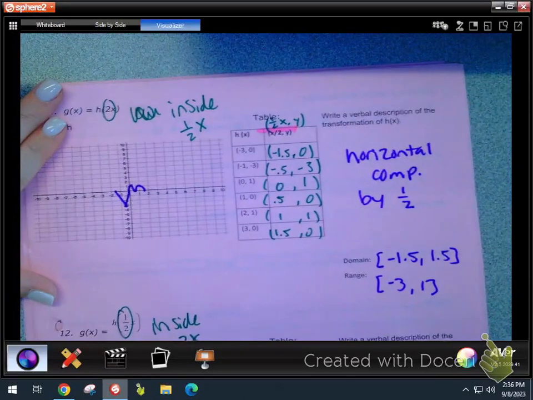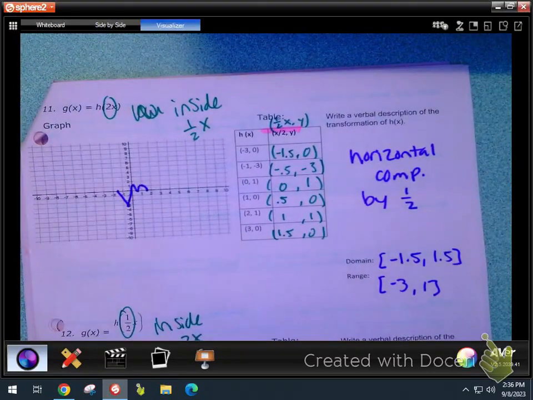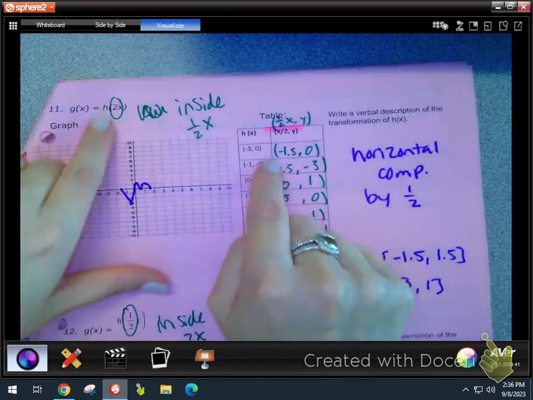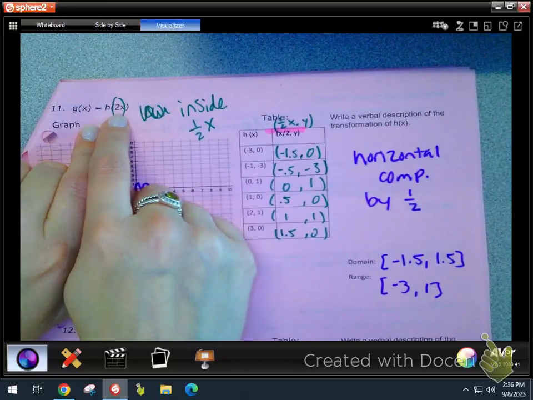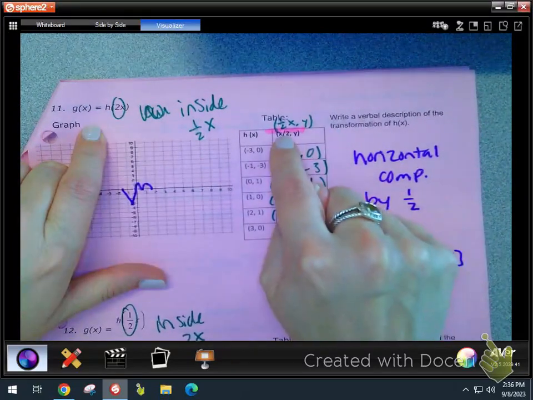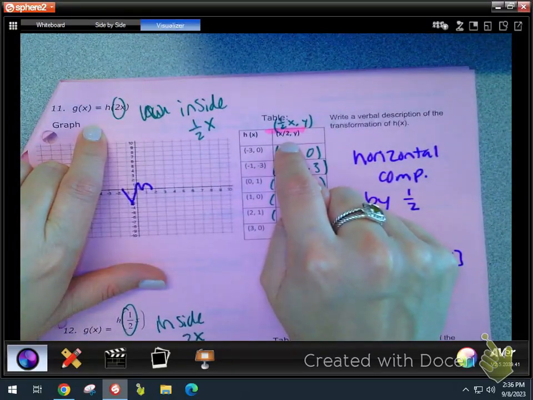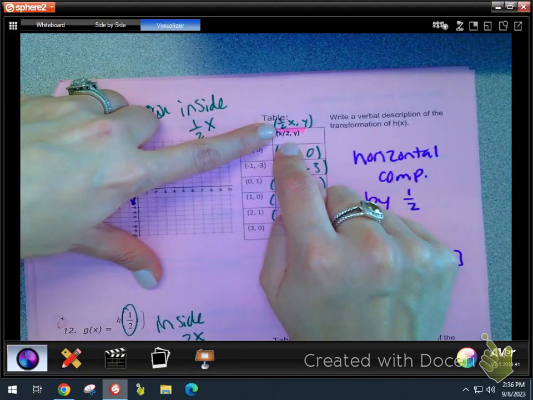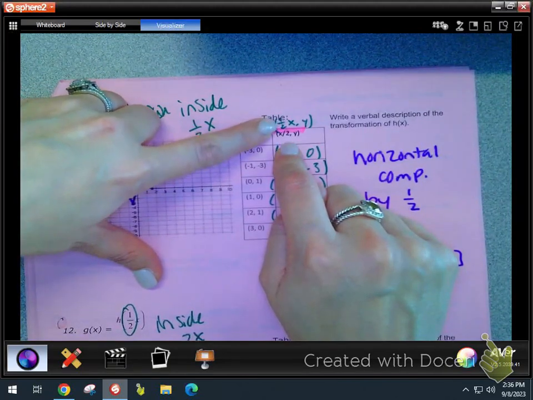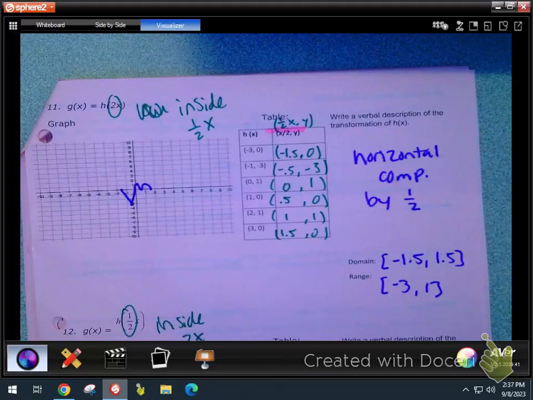11 and 12, I think, are the trickiest ones, okay? Because you're putting those stretches and compressions on the inside. But what do we know about inside? Inside is always opposite. So if I have a 2 being multiplied by an x on the inside, on my table, I'm really dividing x by 2. Or I wrote it as 1/2 times x. I normally will write it as that multiplication. But you're multiplying by the reciprocal.